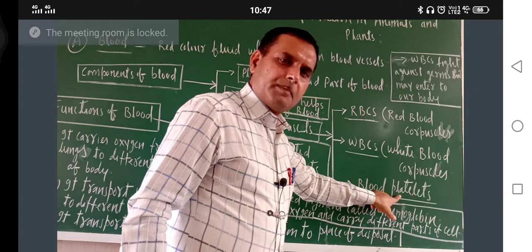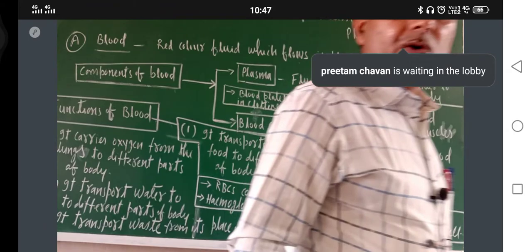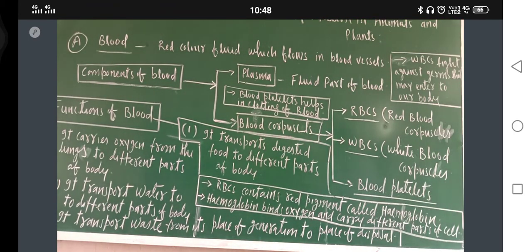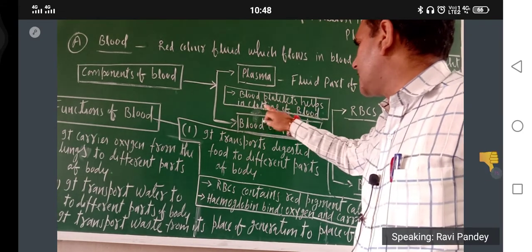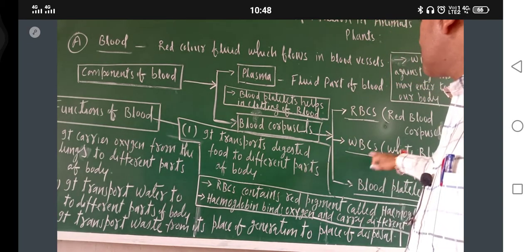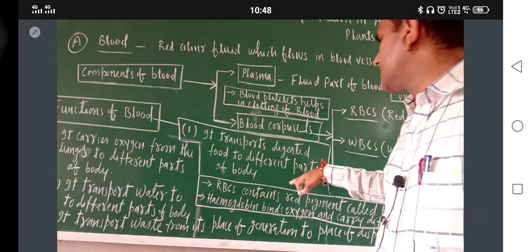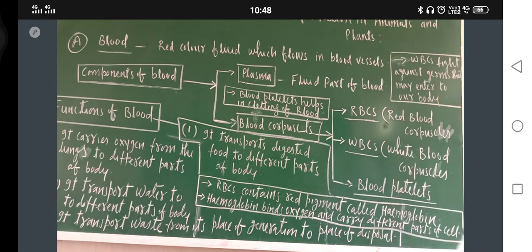What is the function of blood platelets? Just see, sometimes we may get injured. Injury is there, a minor cut is there. So blood is coming out, but automatically the blood is clotting. So who is helping in clotting of blood? Blood platelets. Blood platelets help in clotting of blood. I wrote here. So these are the functions of the different cells of blood: RBC, WBC, and blood platelets.